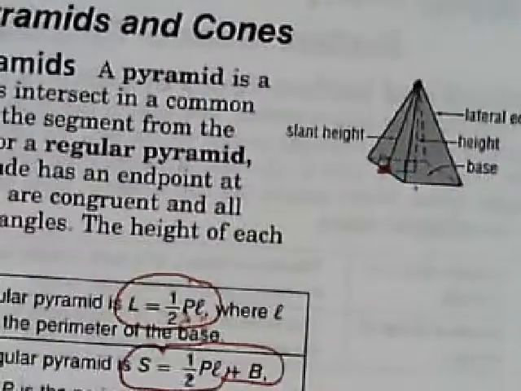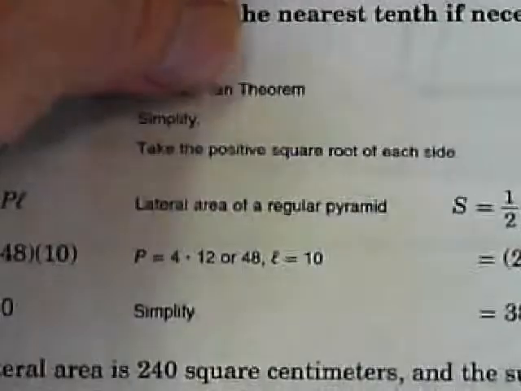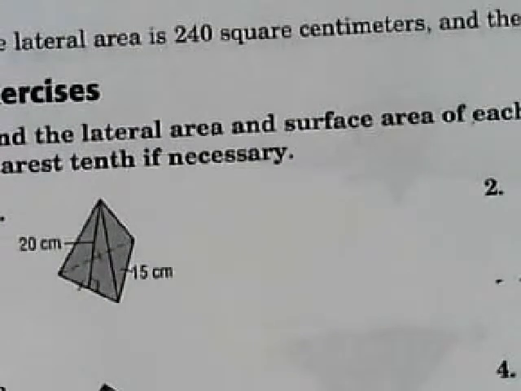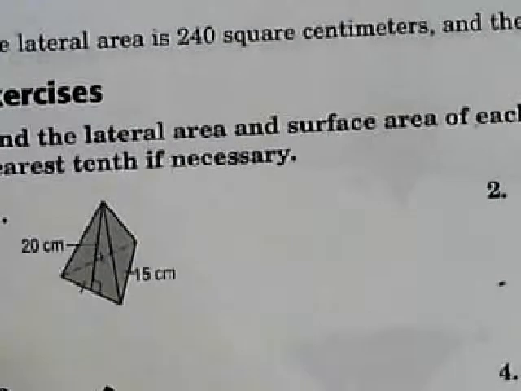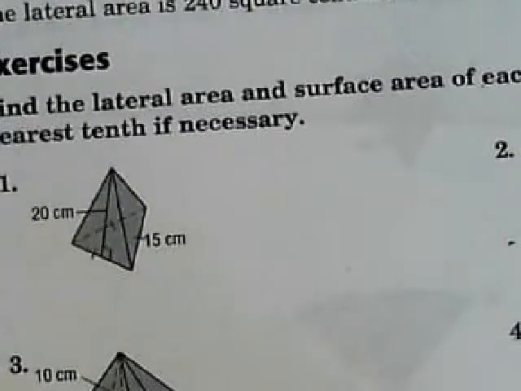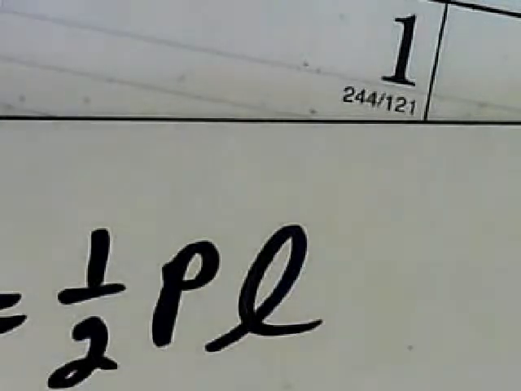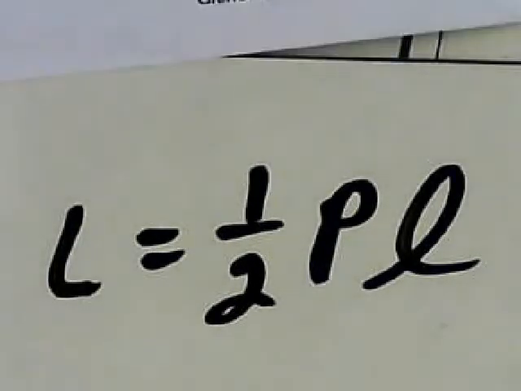Okay, problem number 1. We're going to work. L equals half of the perimeter. Problem number 1 will not be too difficult to do. What, 15 times 3? 45? So one of the first formulas that we work with, lateral surface area, was 1/2 the perimeter times the slant height.